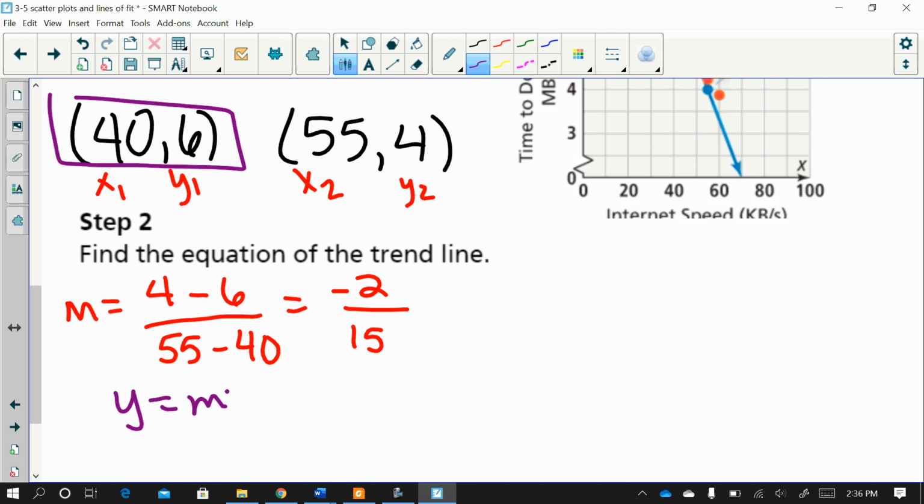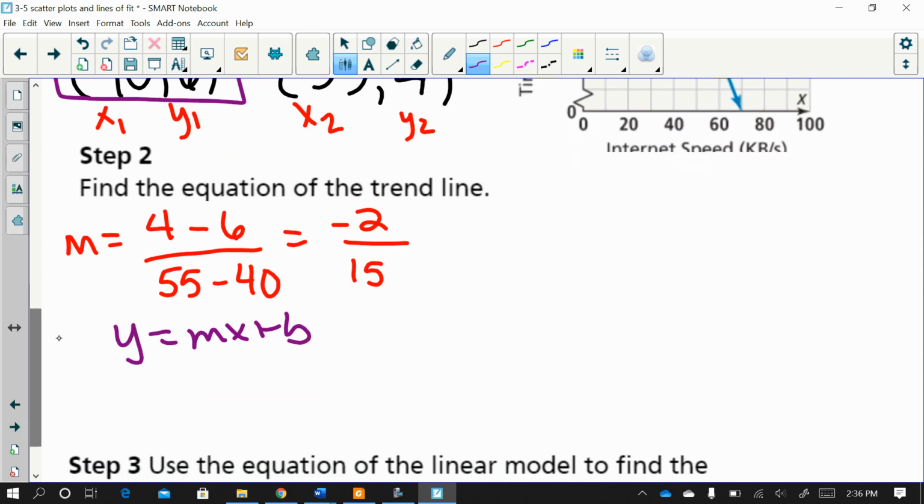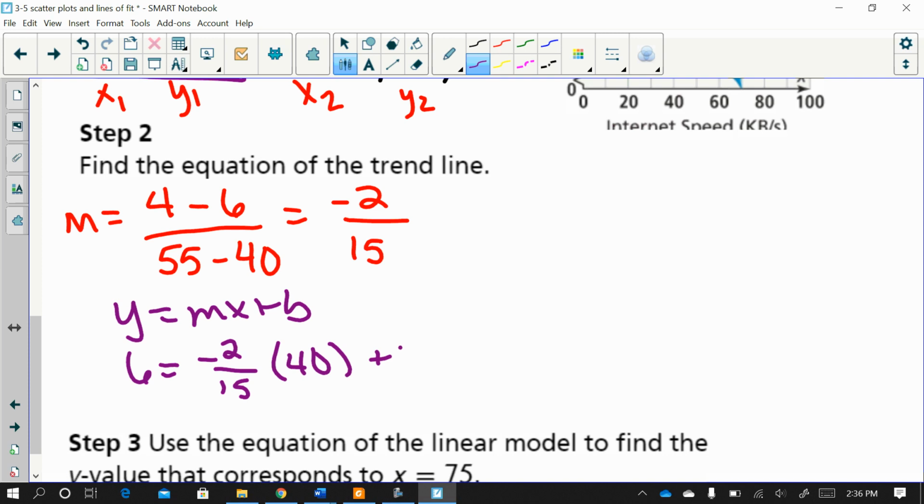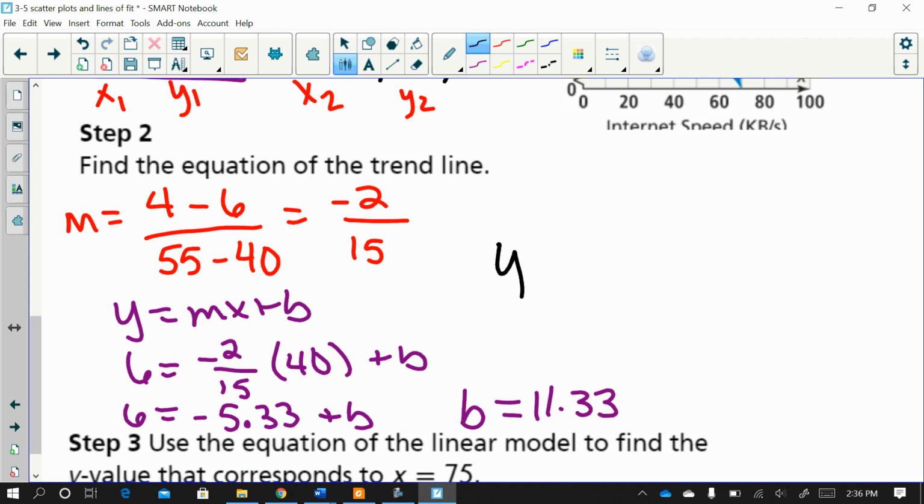So y equals mx plus b. y is 6, m was negative 2 over 15, x was 40, plus b. Let's just throw that in the calculator: negative 2 over 15 times 40, in decimal, we'll get negative 5.33, plus b. So we're going to add 5.33 to both sides. b equals 11.33. So my equation is y equals negative 2 over 15 x plus 11.33.